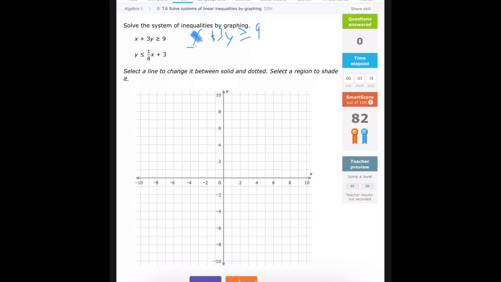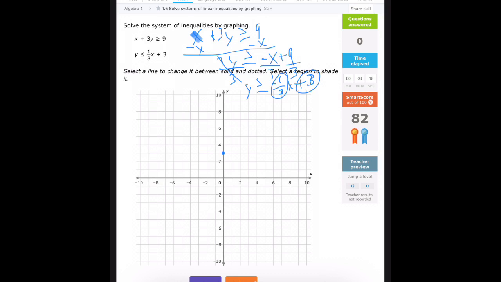So I'm going to take away x from both sides, and I have 3y is greater than or equal to negative x plus 9. And again, I'm just putting the x in front instead of behind. Then I divide by 3, and remember I divide by 3 on everything on this side. So y is greater than or equal to negative 1/3 x plus 3. So I'm going to have my y-intercept at positive 3, and my slope of negative 1/3.